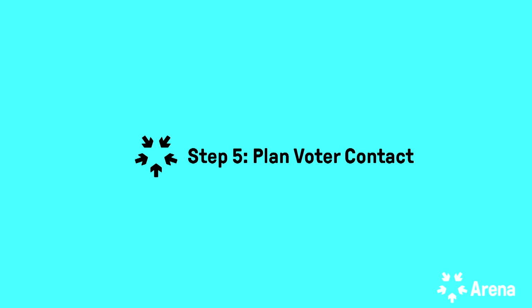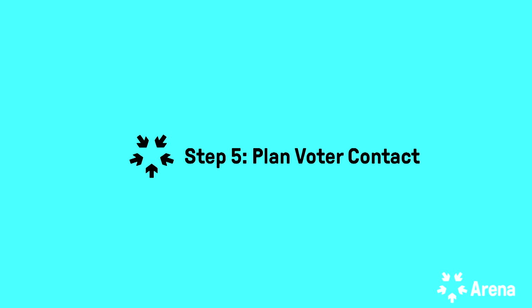Step 5, plan your voter contact. Below, you can plan your voter contact program. You're going to allocate percentages of votes that you're going to contact via different methods and different tactics. Text message, phone calls, door knocks, paid media, etc. You'll also need to add your campaign's contact rates. If you don't have those just yet, use the averages we've already plugged into the spreadsheet.